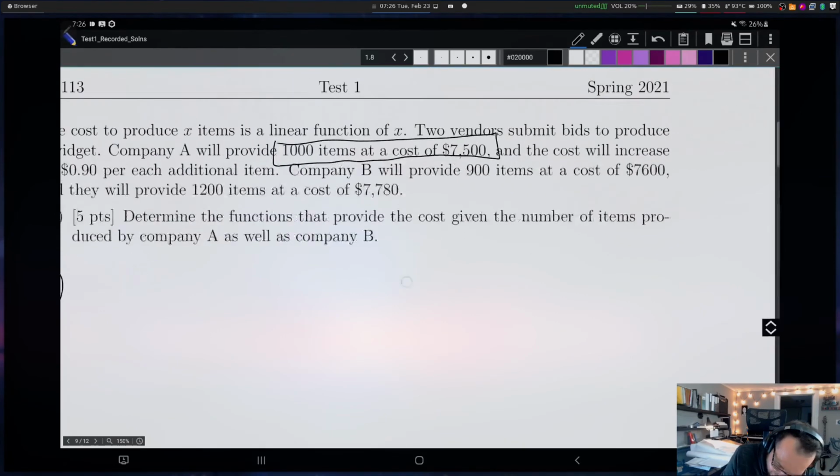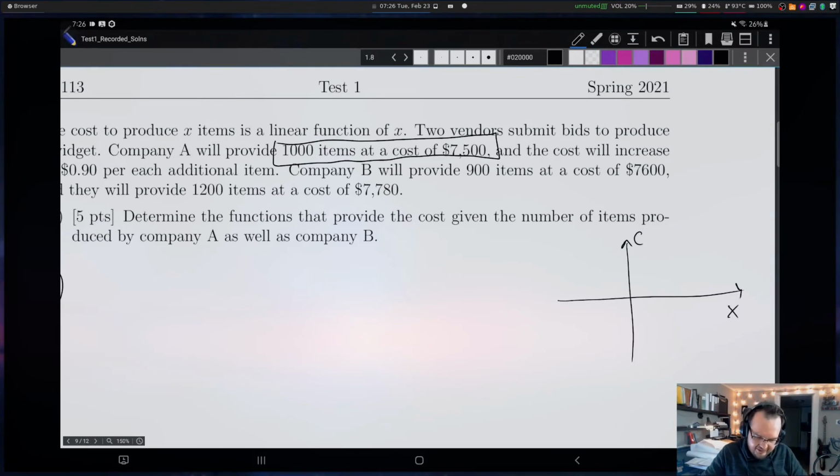We have to keep in the back of our minds what we're going to be plotting. The inputs are going to be x's, the outputs are going to be c's. So c is going to be a function of x. And we're going to have two functions of some kind. There's going to be an a of x, whatever the cost function is for company A. And we'll have some other function b of x, which is also a line. And at some point these lines will intersect.